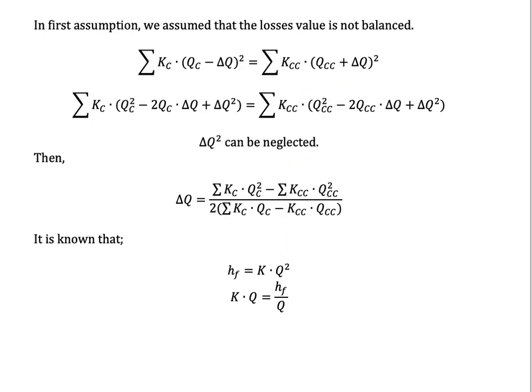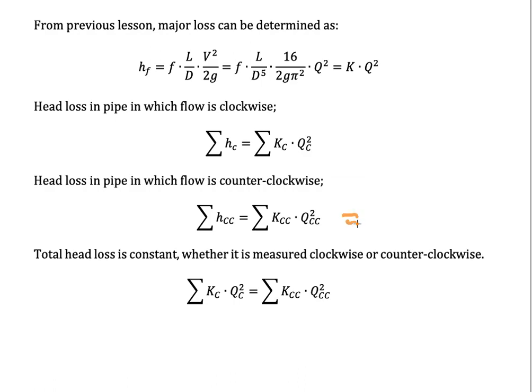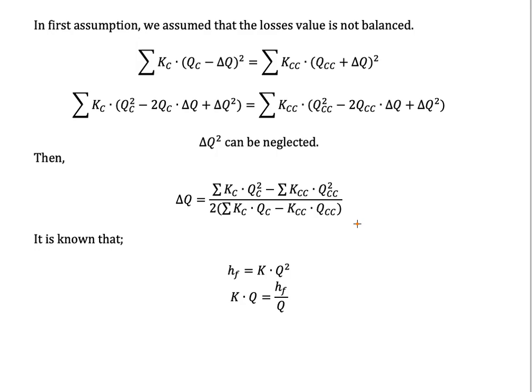So if we equalize this, our answer will be balanced, so the left side and the right side will be balanced. However, for sure, as I said, we need to guess. In our first assumption, we cannot balance between the clockwise and the counterclockwise, which means our assumption is not correct.